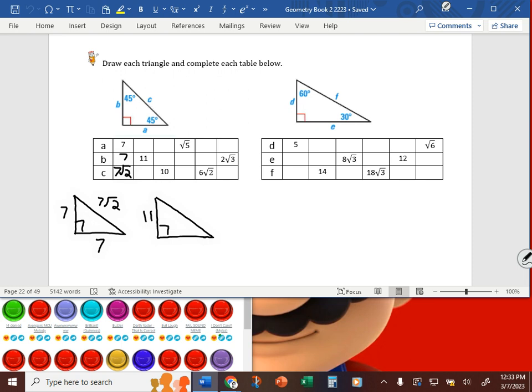If B is 11, what is the value of A? Also 11. If B is 11, what is the value of C? 11 root 2. Then how do we do the next one? 10. Well, good thing we're there now, right?